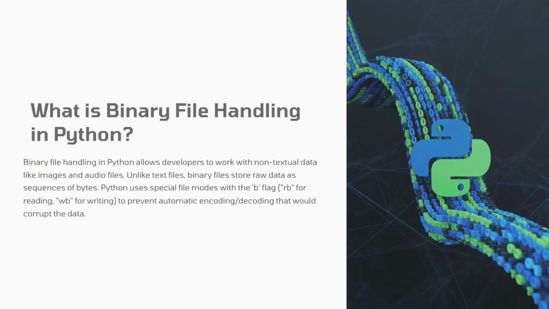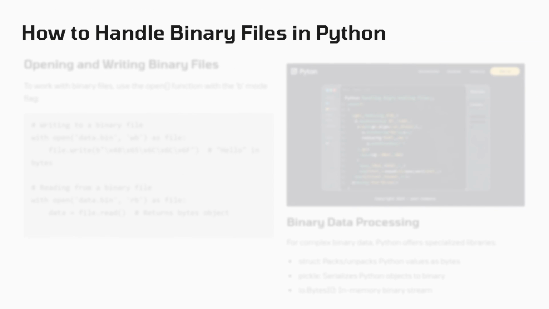Unlike text files, binary files store raw data as sequences of bytes, and Python uses special file modes like the b flag, or rb for reading and wb for writing, to prevent automatic encoding and decoding that would corrupt the data. So how do we handle these files in Python?